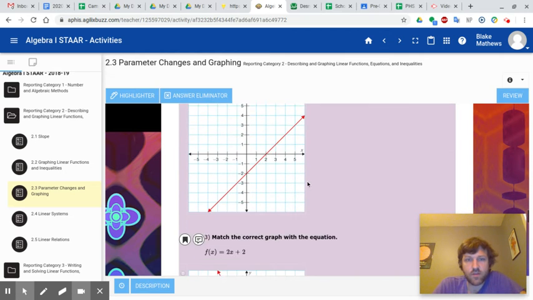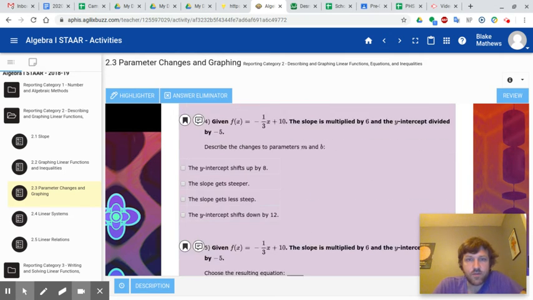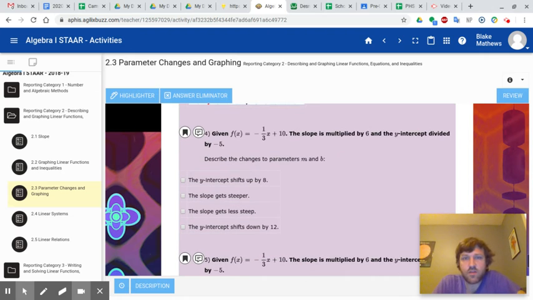Because I'm going to focus on the other questions in this lesson. Just 2 more. And so let's talk through what happens here. So it says given f of x, remember that's y equals -1/3 x plus 10. The slope is multiplied by 6, and the y-intercept divided by -5.